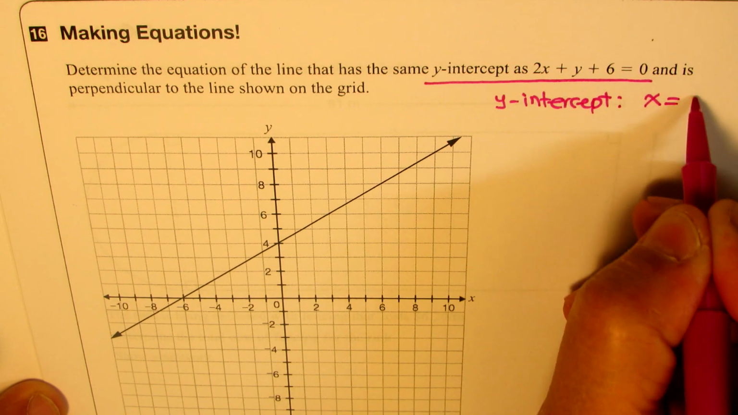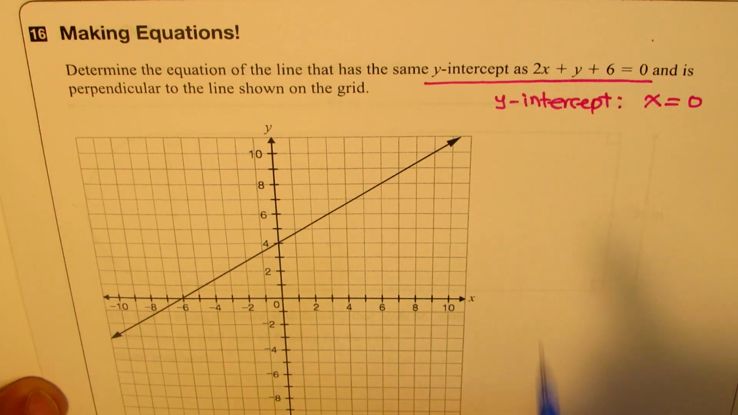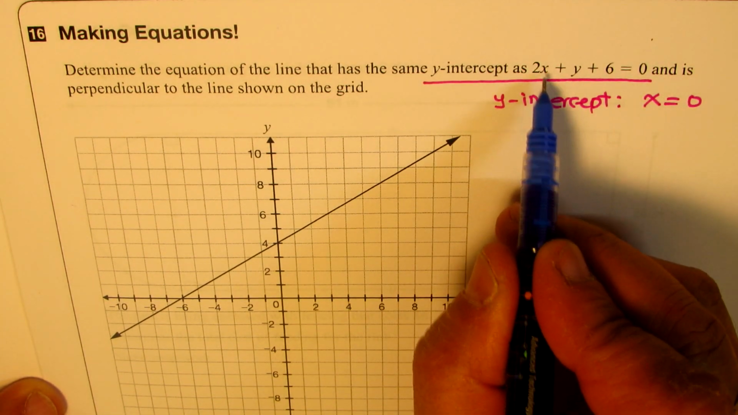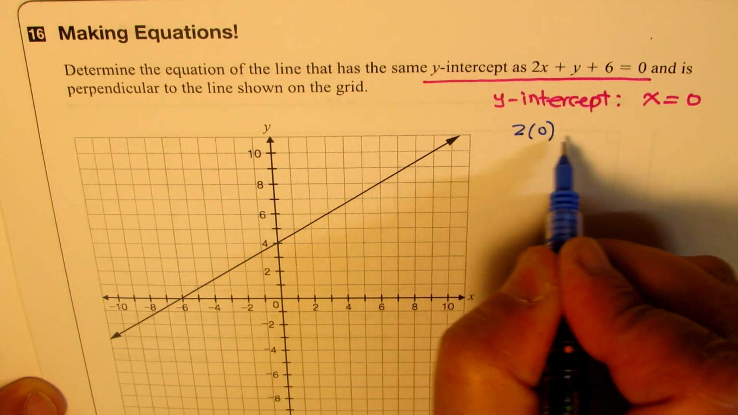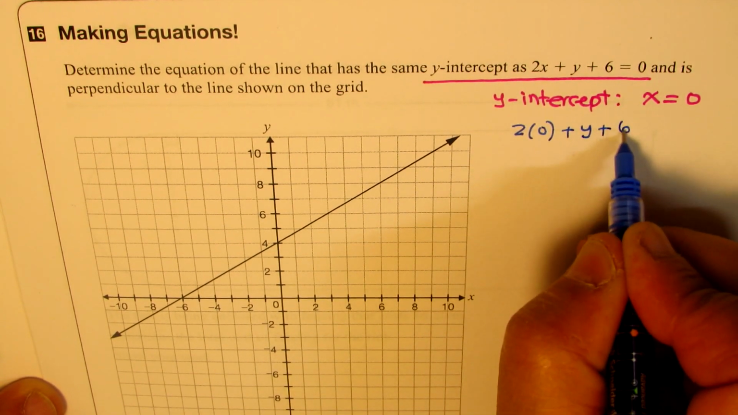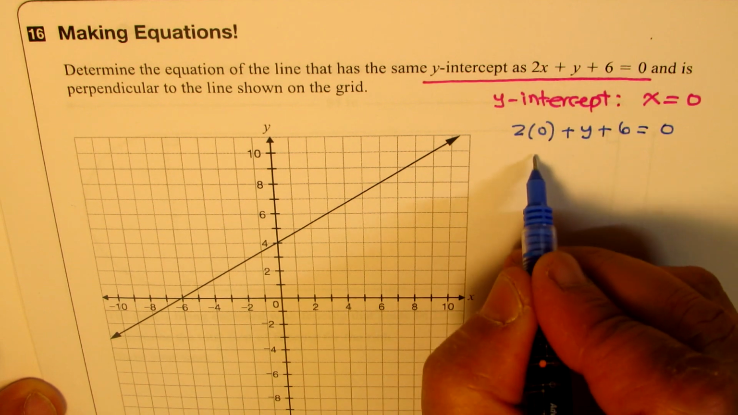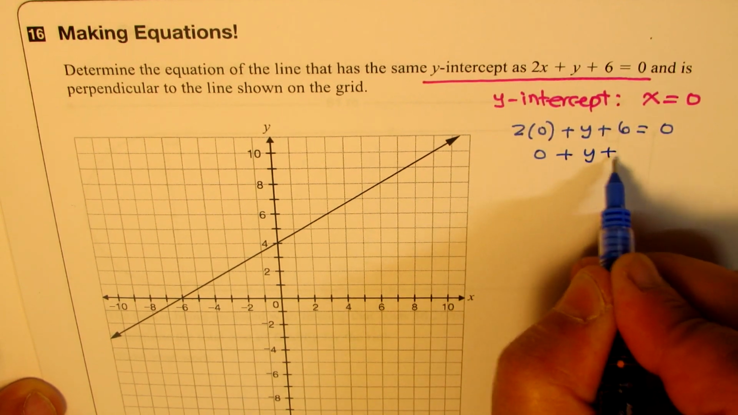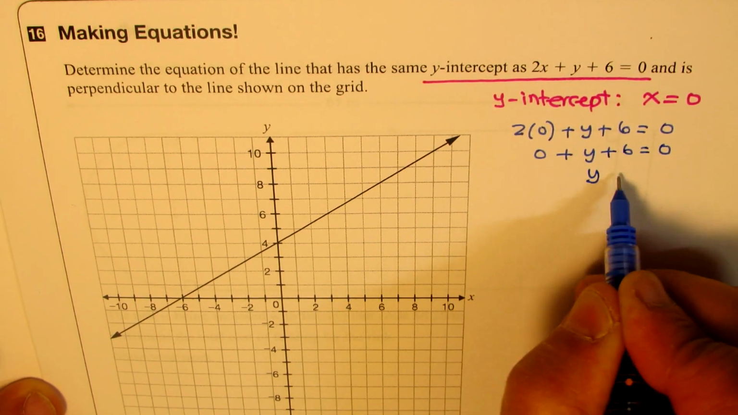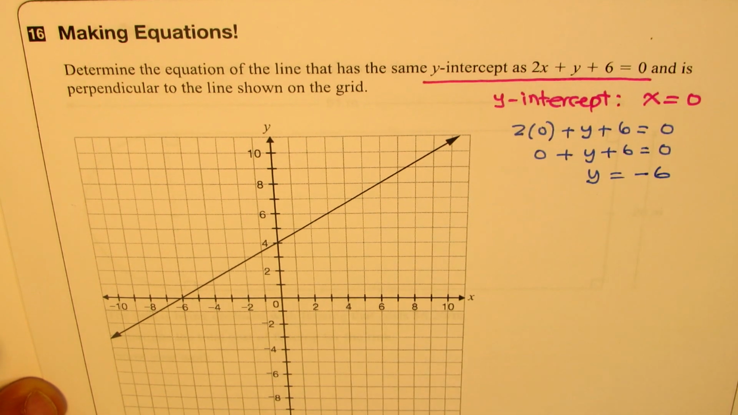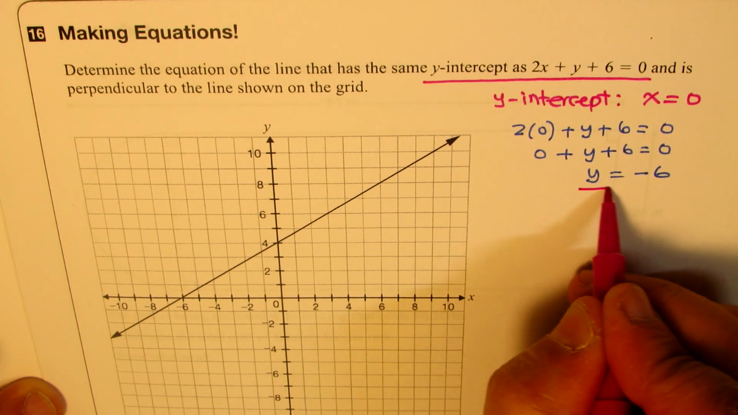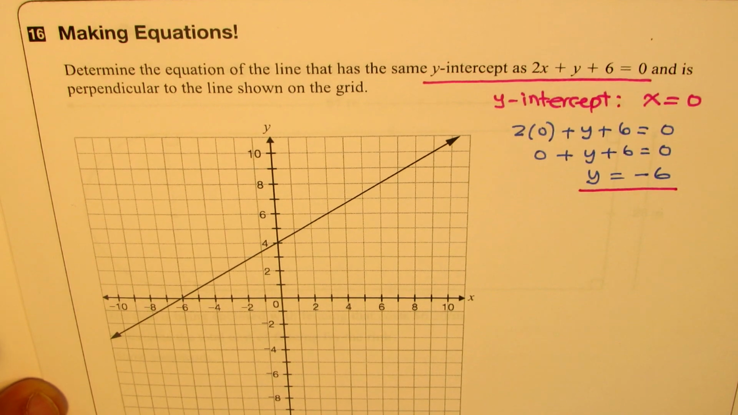Y-intercept means x value 0. So to find the y-intercept, we'll substitute x as 0. So we get 2 times 0 plus y plus 6 equals 0. That is 0, right? Plus y plus 6 equals 0, or y equals minus 6. So we get the y-intercept as minus 6, right?